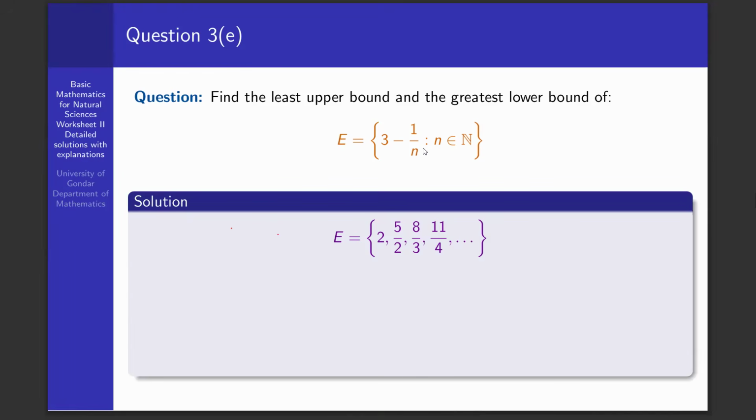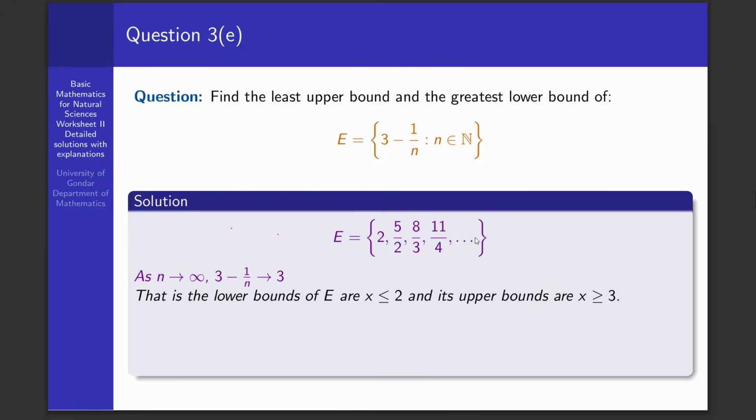Then the next one, when n is equal to 2, 3 minus 1 over 2 is 5 over 2. When n is 3, 3 minus 1 over 3 becomes 8 over 3, which is increasing, because 1 over n is decreasing when n is increasing. Therefore, when we assume that n is a very large positive natural number, 1 over n will tend to 0, and the whole expression 3 minus 1 over n approaches 3. Therefore, every element of this set is bounded between 2 and 3.